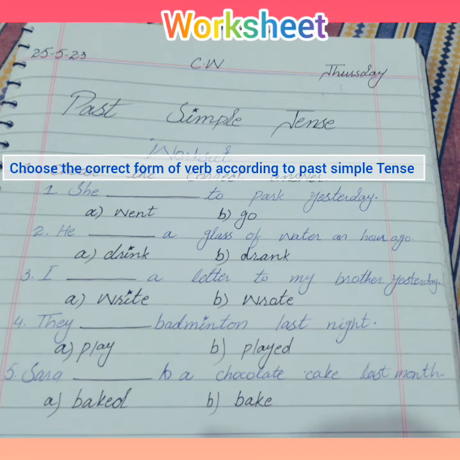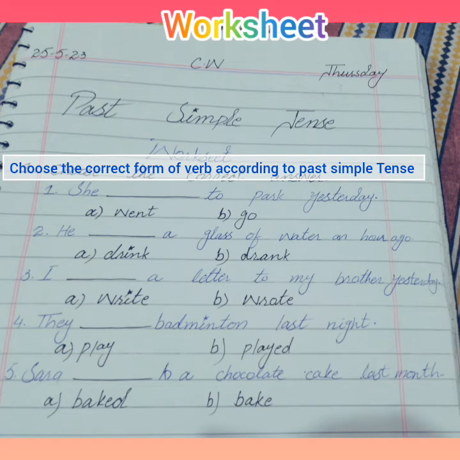Yes, class 3. Now you have to solve a worksheet about past simple tense, positive sentences. So come to the first statement. Choose the correct form of the verb according to past simple tense. So, she go to park yesterday. Yesterday shows that the situation happened before now, so you have to use the second form.